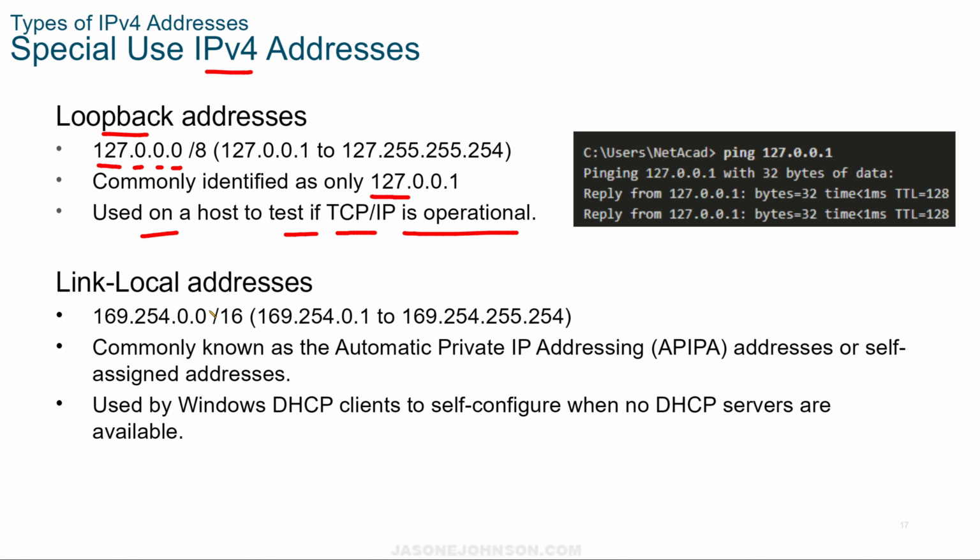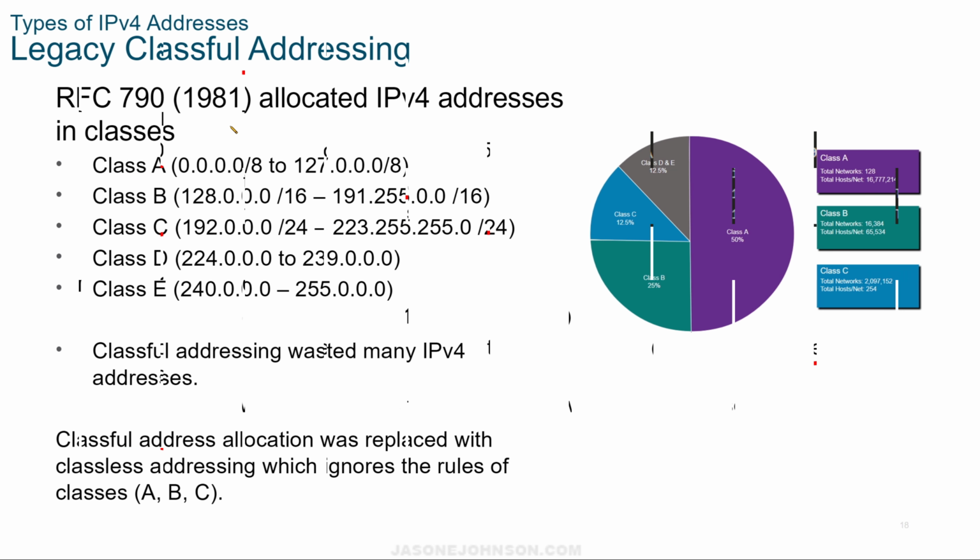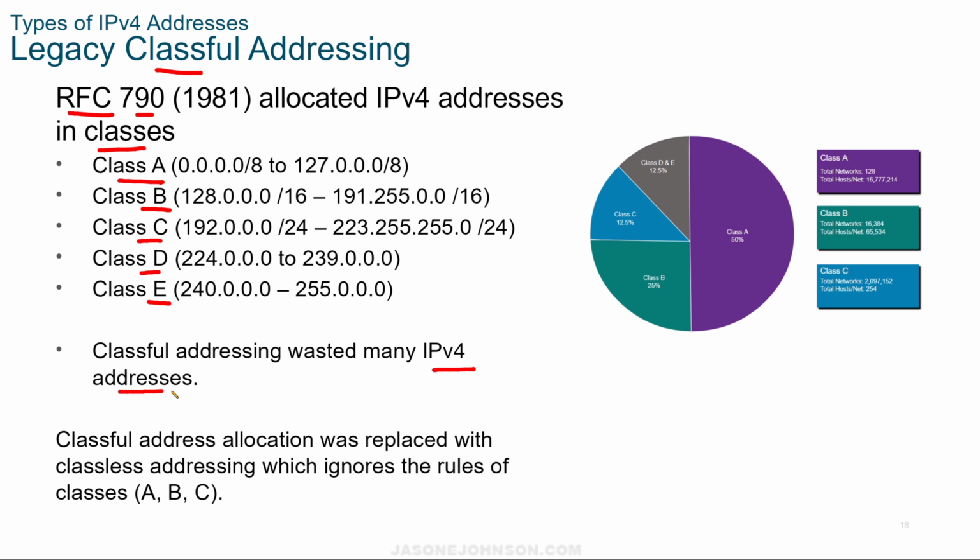We also have link-local addresses. They are commonly known as automatic private IP addressing, or APIPA. They are self-assigned addresses. It's used by Windows DHCP clients to self-configure when no DHCP servers are available. We have legacy classful addressing, RFC 790. It allocates IPv4 addresses in classes, class A, B, C, D, and E. Classful addressing wasted a lot of IPv4 addresses, and it's really not used anymore. However, it is helpful to understand classful addressing and know how it's broken down.